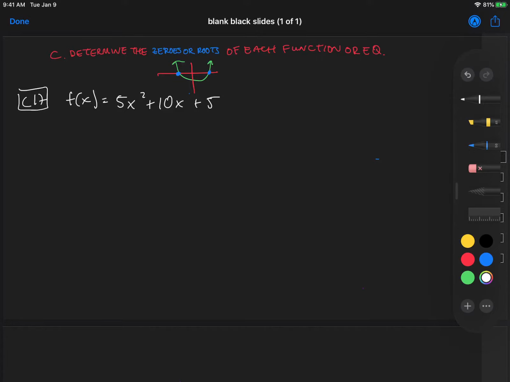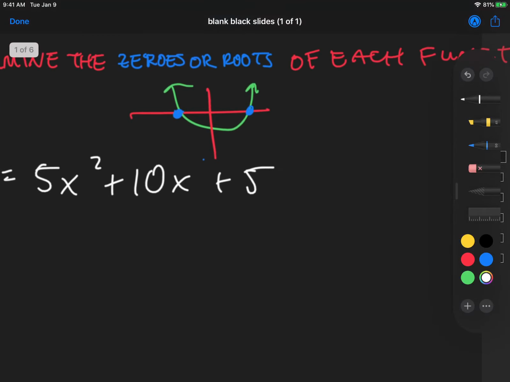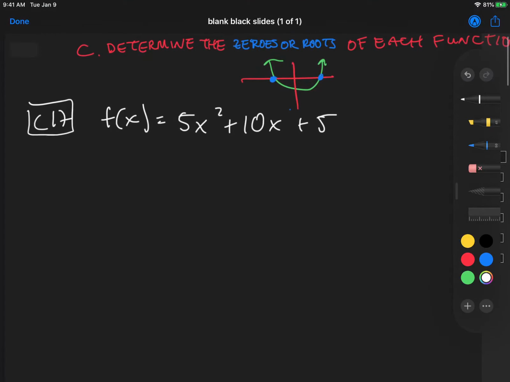All right, math lovers, let's go over C, determine the zeros and roots of each of these functions. Remember, we're trying to find those blue dots, and you're always trying to see if you can do factoring first. If you're a little bit intimidated here on question number 17, you can change that to a Y. Oh, look at that. I noticed that each of these problems here has a multiple of 5.